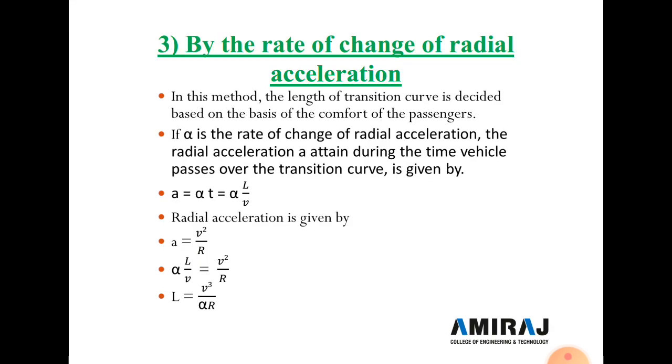Now next is by rate of change of radial acceleration. It's the third method. In this method, the length of the transition curve is decided on the basis of passenger comfort. If alpha is the rate of change of radial acceleration, the radial acceleration attained during the time the vehicle passes over the transition curve is given by A is equal to alpha into T. T we already discussed in the last slide: T is equal to L divided by V.